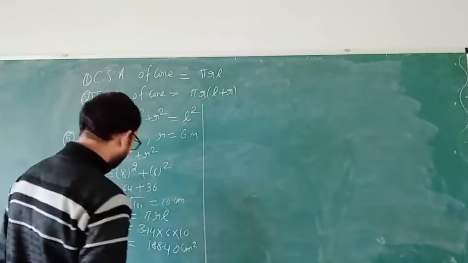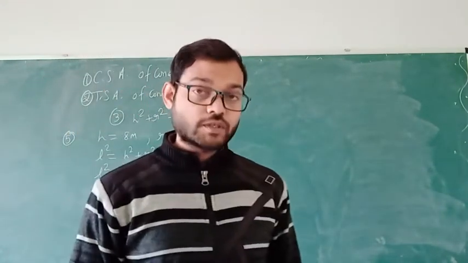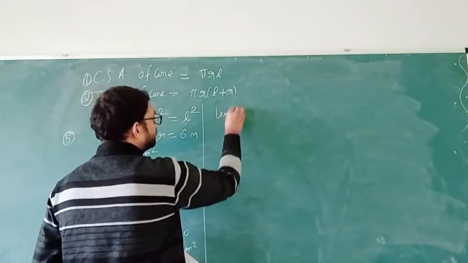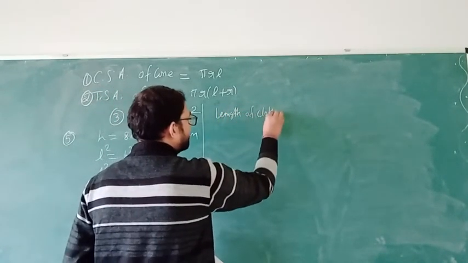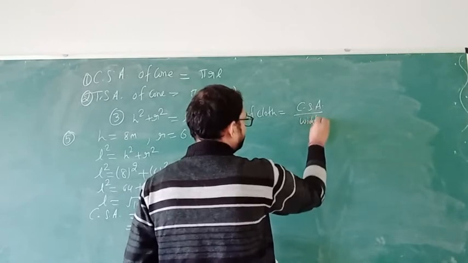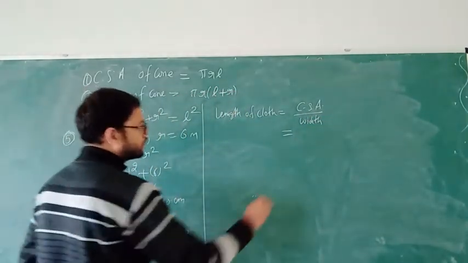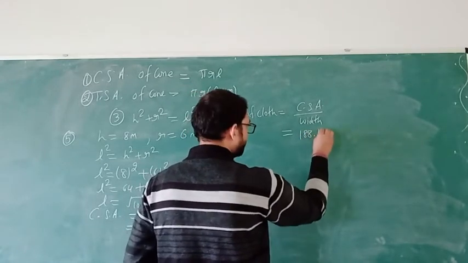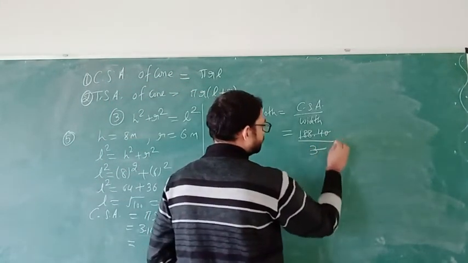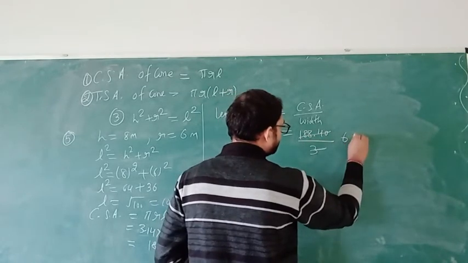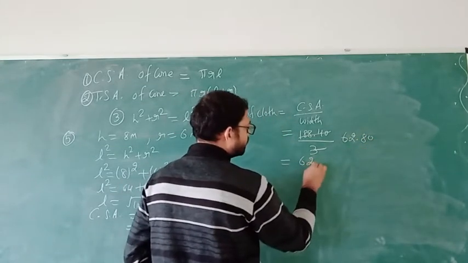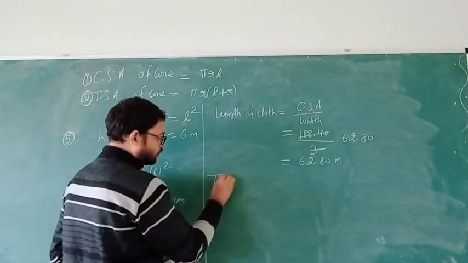Okay, after finding the curved surface area, this area will be equal to the cloth which we bought from the market. So we can write here, length of the cloth will be the curved surface area which we already found here, 188.40 divided by width, and the width is 3. So it becomes 62.80 meters.